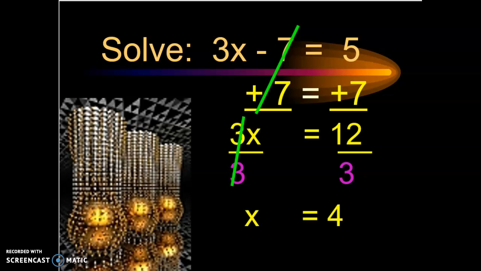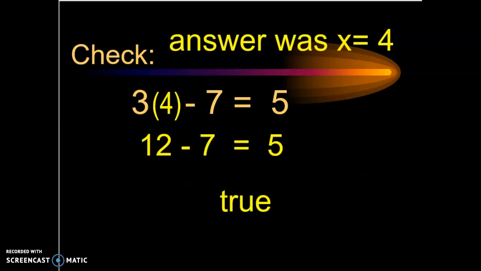Now remember, we talked about this last time, where once you think you come up with the answer, then we have to do our substitution check. So I plug 4 in to see if it works, and I get the same thing on both sides of the equal sign. 3 times 4 is 12. Minus 7, well, that's 5, so that is the correct answer. All right, let's try another one.